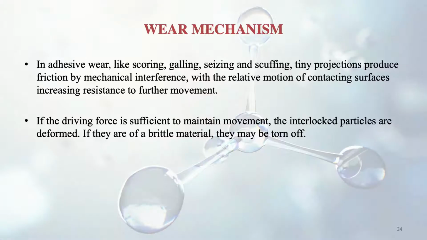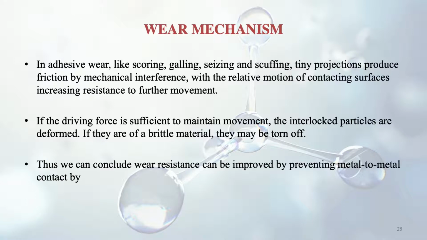If the driving force is sufficient to maintain movement, suppose the force that is acting to maintain the movement is much more than the resistance, then the interlocked particles are deformed. And if they are of a brittle nature, what will happen? They will be torn off, simply break off. Thus we can conclude that wear resistance can be improved by preventing metal to metal contact. So the very first thing which we can do is prevent metal to metal contact as much as possible.